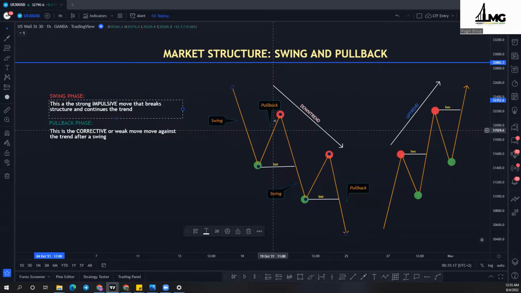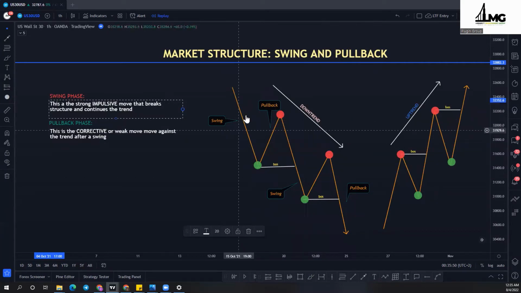So when price pushes down and breaks structure to the downside, it's pushed down by a certain phase, right? And then this phase is usually impulsive, meaning that it's a strong phase that pushes down and breaks structure. So this phase is identified as a swing phase, right? After a swing phase, we tend to see a push or a pullback within the swing, right? So we see a swing, and then we see a pullback. Then we see another swing, we see a pullback. We see another swing, we see a pullback, right?